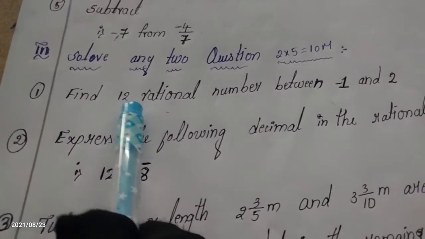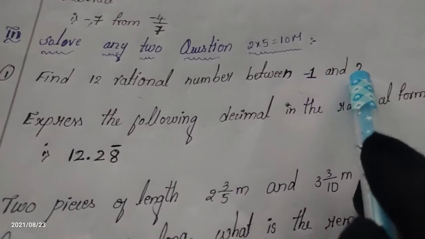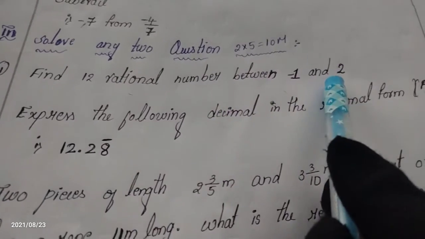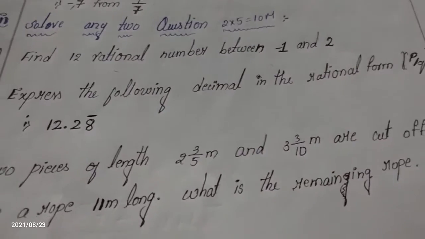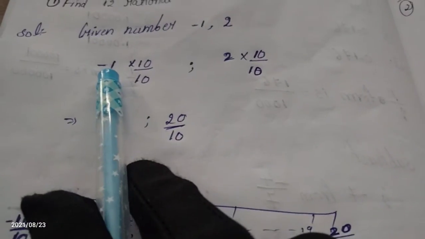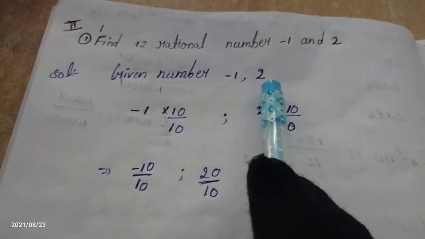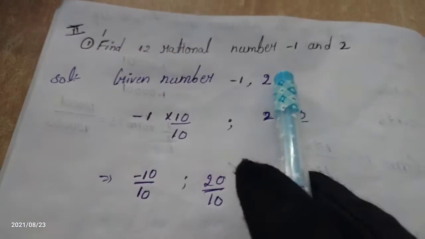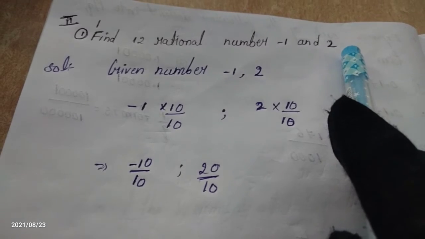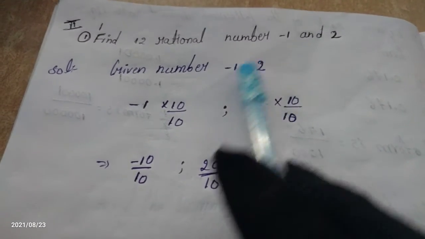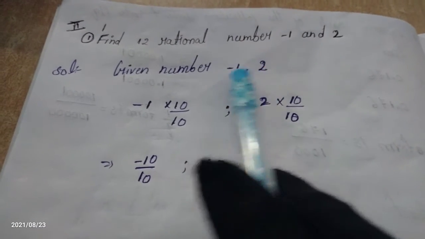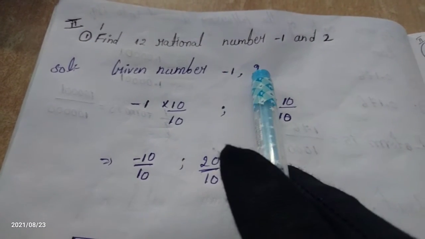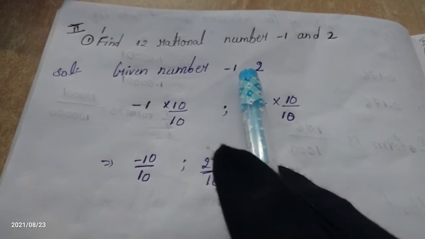What is that? Find 12 rational numbers between -1 and 2. You have to write the rational numbers between these two numbers. -1 and 2. First, we want a rational number. That means these numbers also we have to convert into rational numbers. Then only we can easily find the rational numbers. First, we need to convert these two integers into rational numbers. Then only we can find the rational numbers between these two numbers.